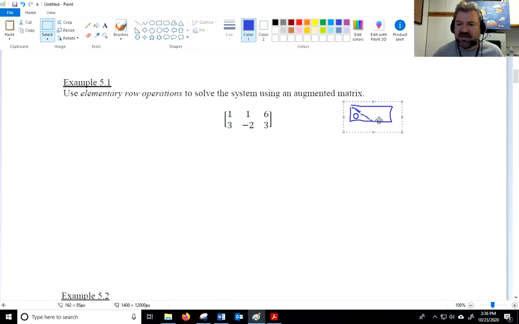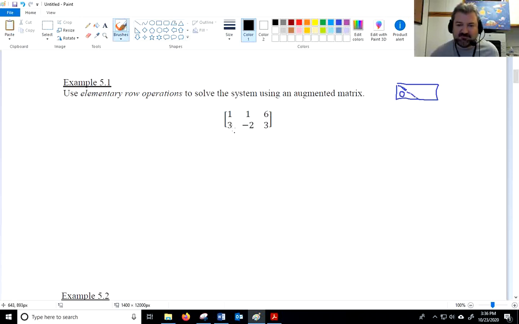All right, so here's how we're going to do the elementary row operations. We're going to state what we're doing, and then we're going to do it. That's just a good way to show your work, but more importantly, it keeps you from making mistakes.